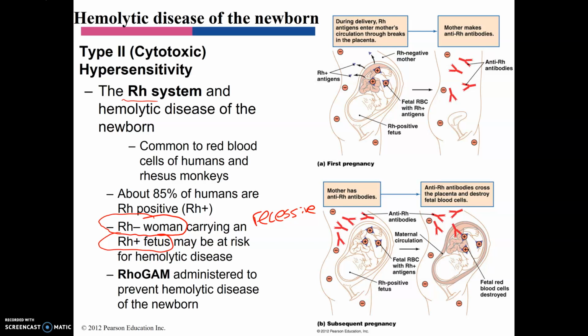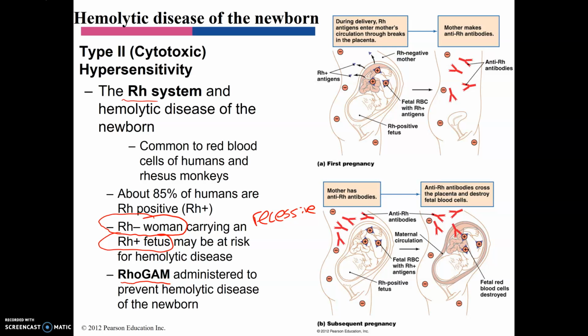So during the first pregnancy, the risk of any kind of problem is very low, but upon a second Rh positive pregnancy, the woman that's Rh negative would have antibodies to the Rh that could then cross the placenta and destroy blood cells in the developing fetus. In order to prevent the mom from making antibodies, they would give her RhoGAM. So RhoGAM is really a passive type of protection.